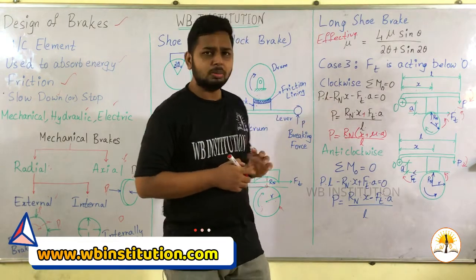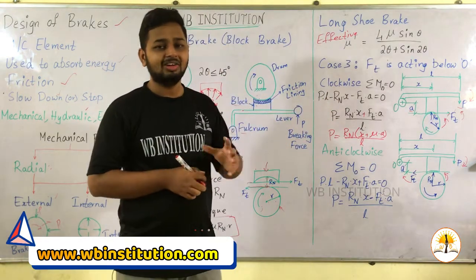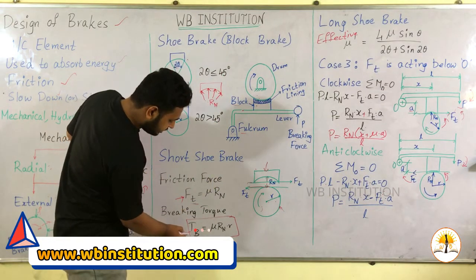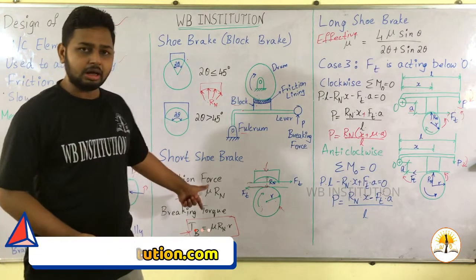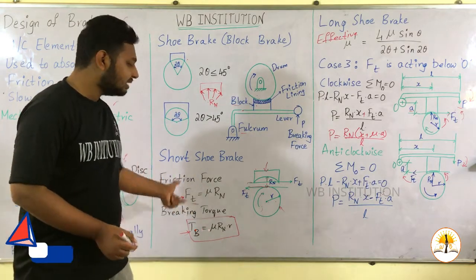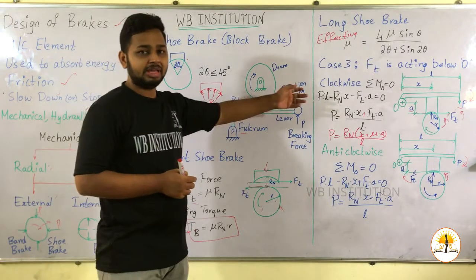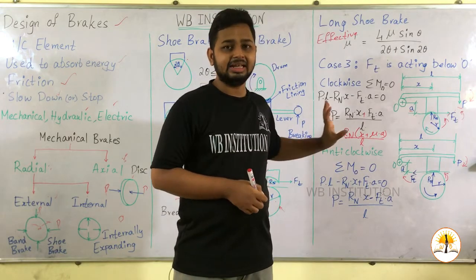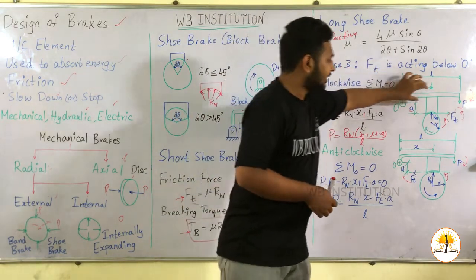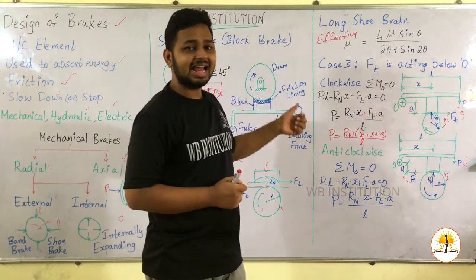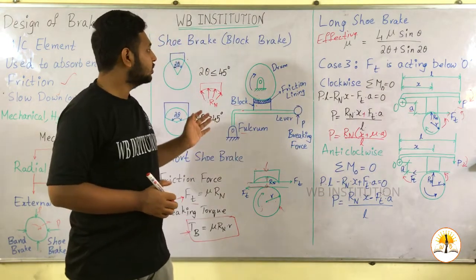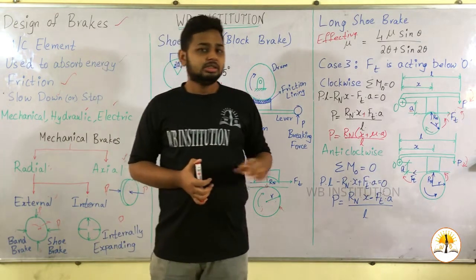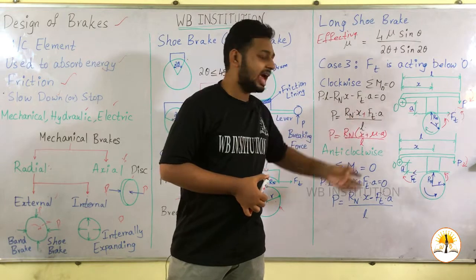For solving the problems, we mainly have to remember the value of friction force and the braking torque. If we remember these two equations, then by applying the moment equations we can directly calculate the amount of force exerted on the lever easily. So this is entirely about the design of short shoe brake and long shoe brake. The amount of force which is exerted, that we have calculated.